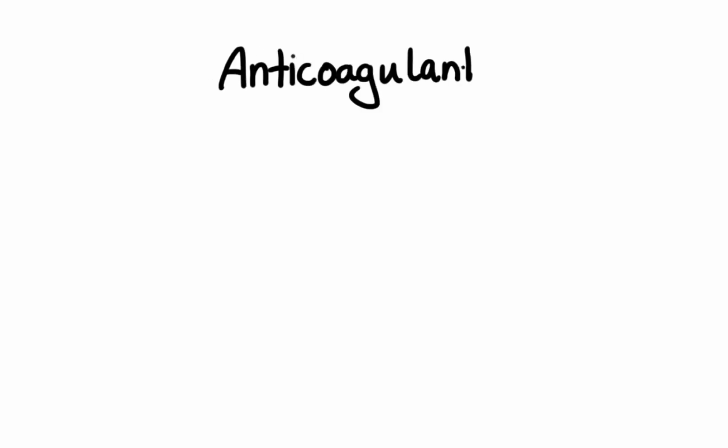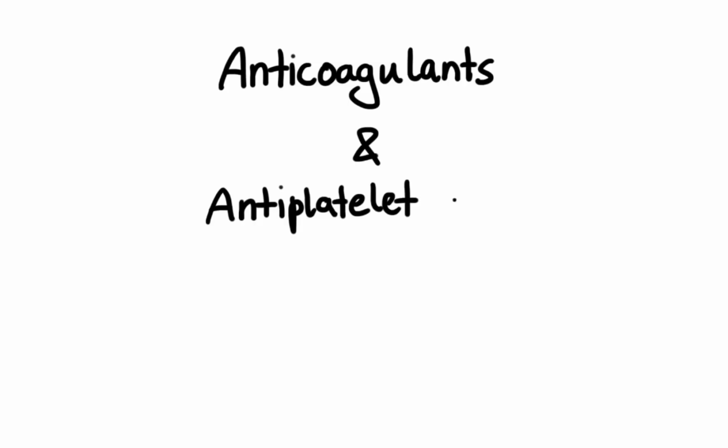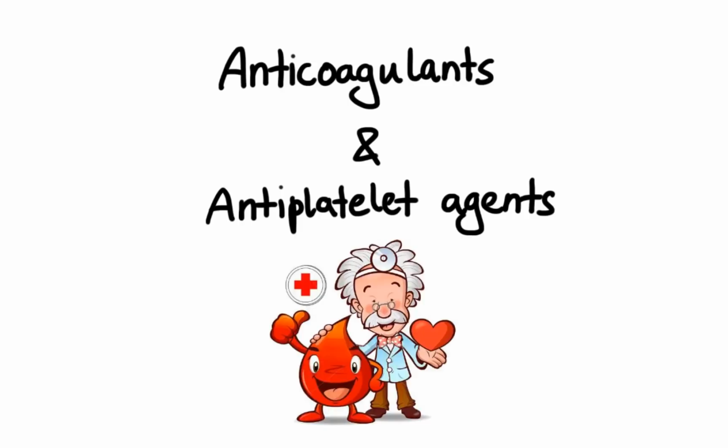In this lecture, we're going to cover anticoagulants and antiplatelet agents. So let's get right into it. Anticoagulants and antiplatelet agents are used to treat thrombotic disorders, or unwanted clot inside a blood vessel, which can lead to heart attack or stroke. But before we discuss their mechanism of action, let's quickly review the clotting process.